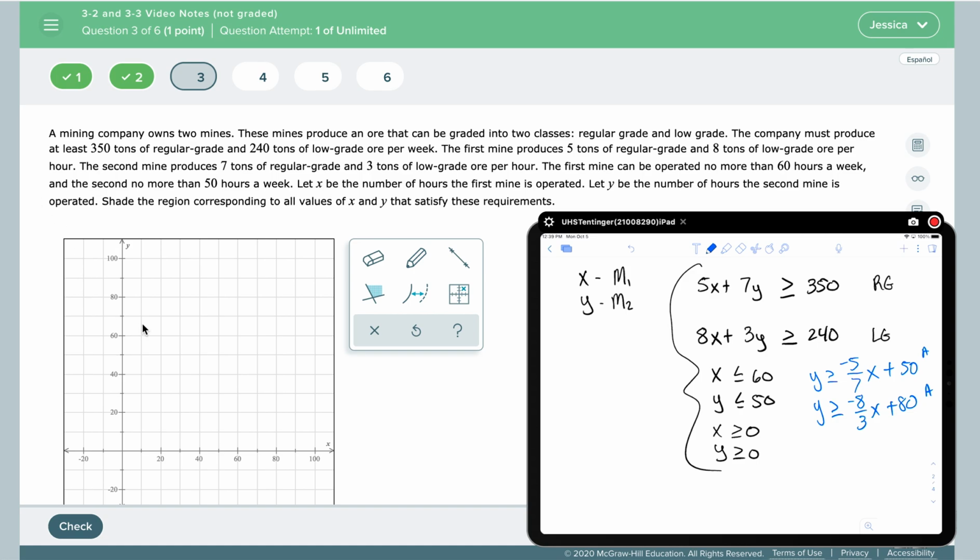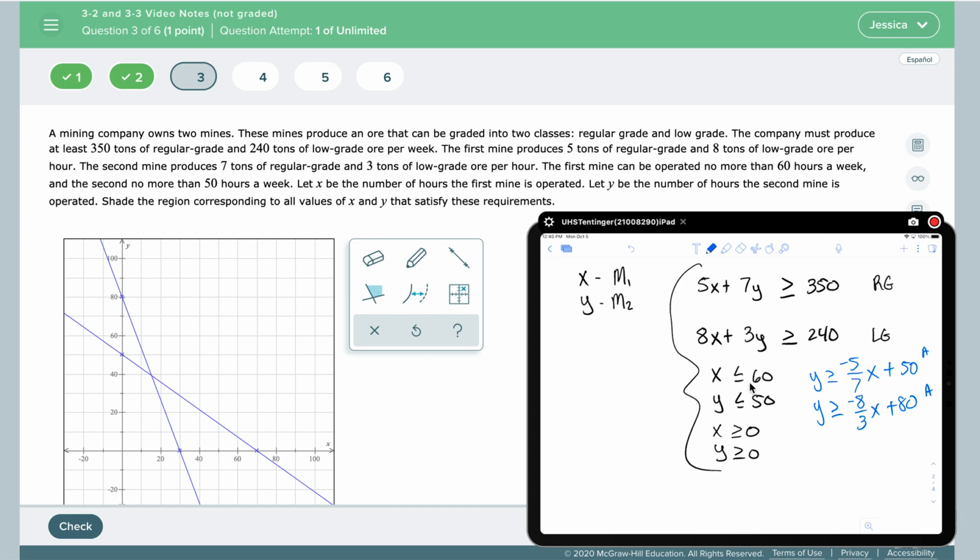All right, so looking at this, starting at 50, so that will be here. And let's see, we are going down 5. So 1, 2, 3, 4, 5. Right 7. 1, 2, 3, 4, 5, 6, 7. And then for my next one, starting at 80, down 8. So 1, 2, 3, 4, 5, 6, 7, 8. And then over 3. So again, as long as your scale is the same, you can just do your slope like normal.